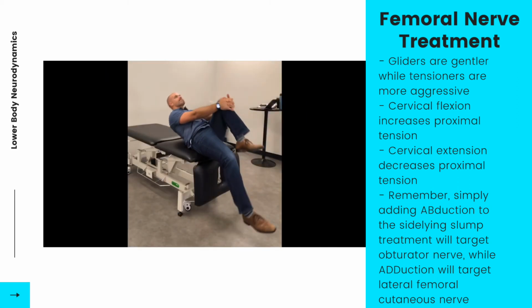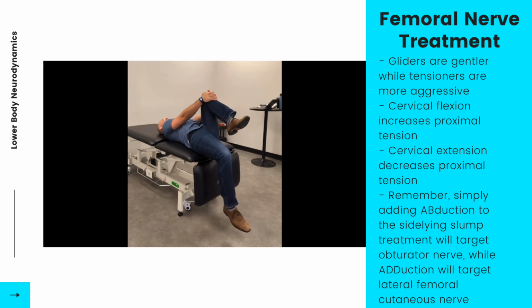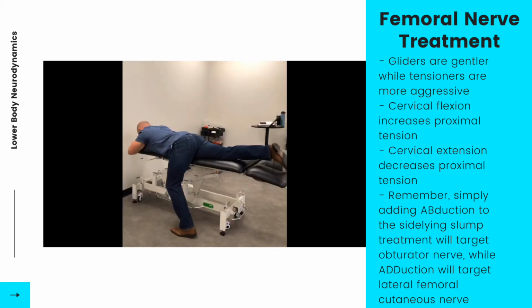To progress femoral nerve mobilization, a Thomas test position may be used. In this case, the right hip is in extension with the knee in flexion, putting tension on the femoral nerve. Cervical movement can be used to mobilize the nerve.